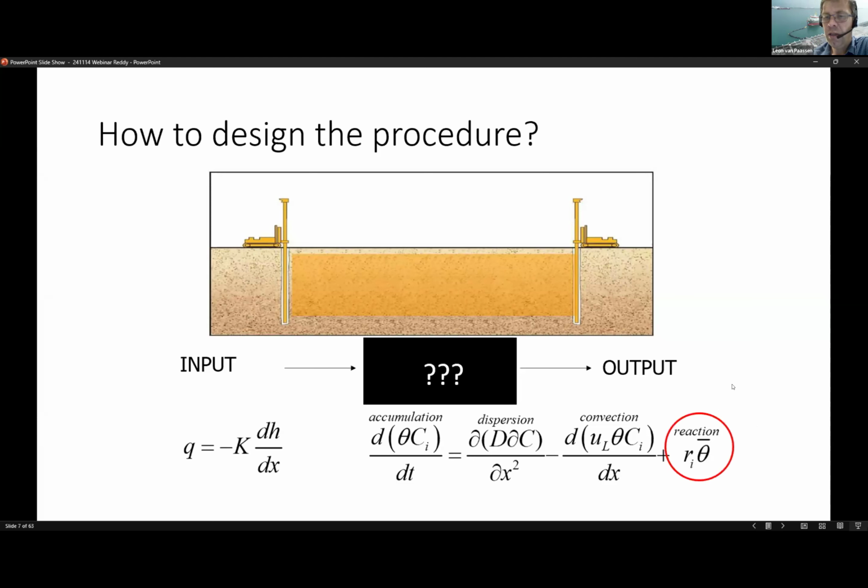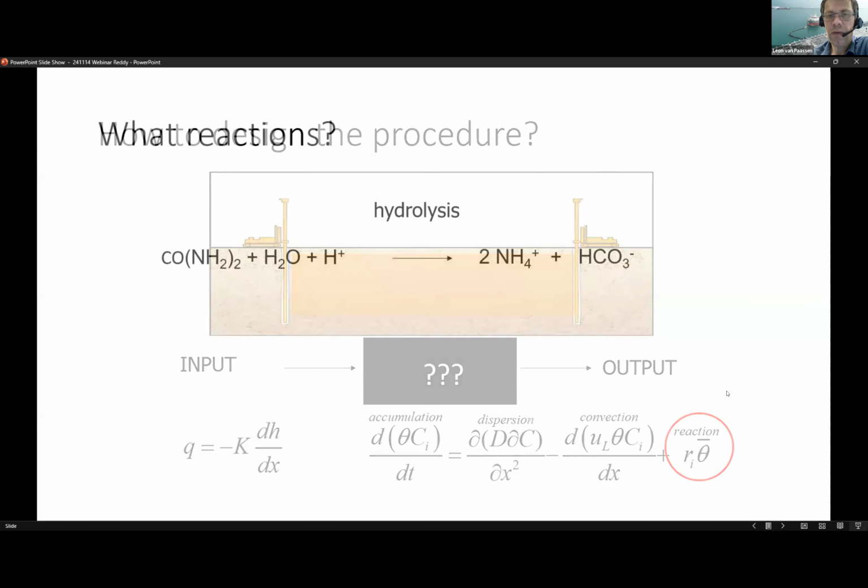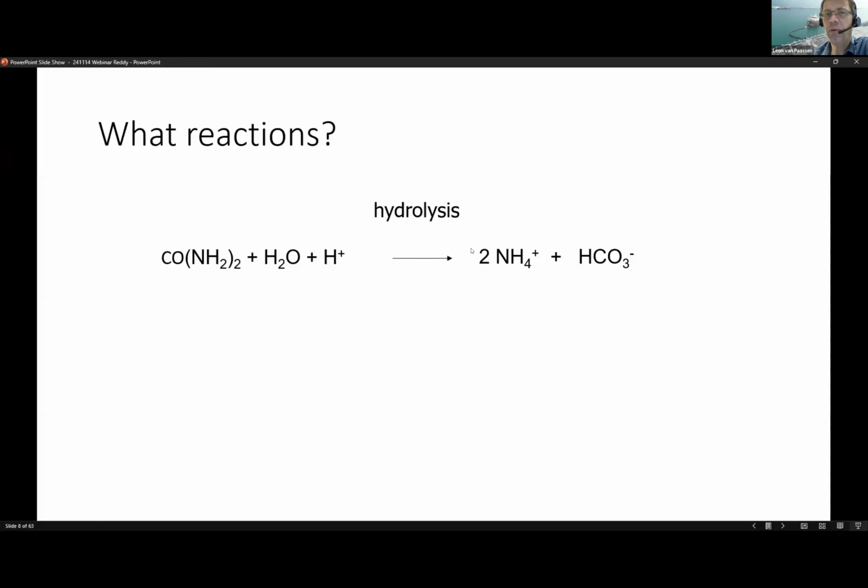reaction term. When I look back at this reaction, it looks pretty simple, but I already split the reaction. In fact, it's two reactions. First, the hydrolysis of urea. It's urea reacting with water and forming ammonium and bicarbonate. And while doing so, it consumes acid. So as a result of this reaction, the pH would go up.